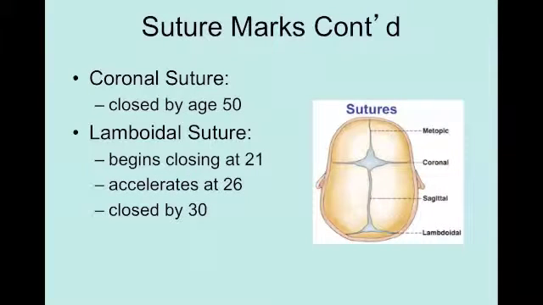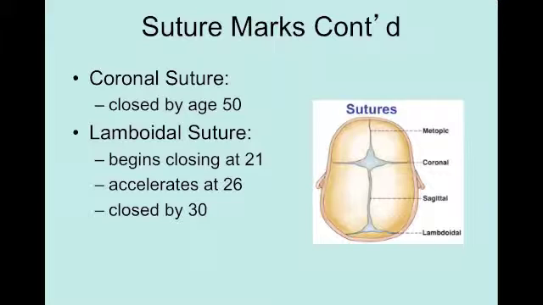For example, the coronal suture, which you can see in the picture there, goes across your skull, kind of right in front of your ears. That's the big one. That's where the soft spot is. It's not completely closed and faded away until you're 50. So if it's completely closed, we know the individual is over 50.